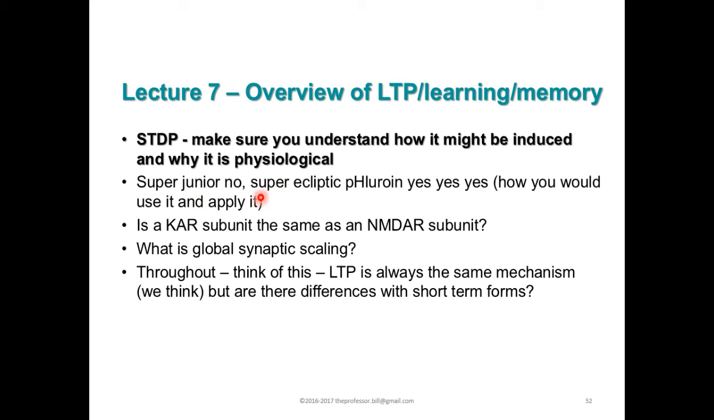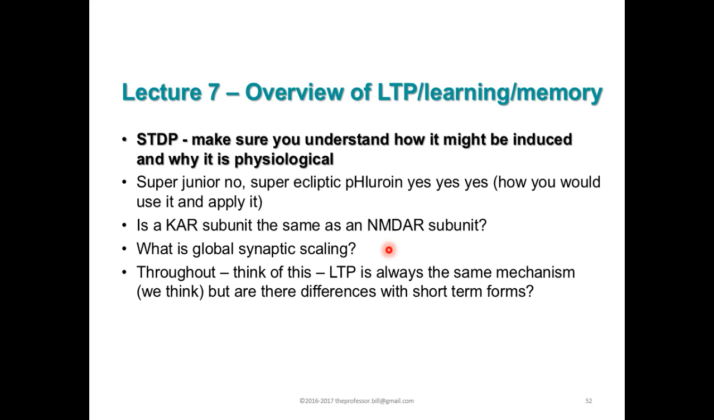You should make sure that you know the superecliptic pHluorin system, how you would use it, and how you might apply it. And again, some other things for you to think about. Is the kainic acid receptor subunit the same as the NMDA receptor subunit in terms of its topology, in terms of how it forms a receptor? Is it the same or not?